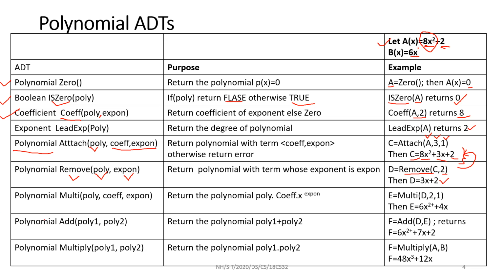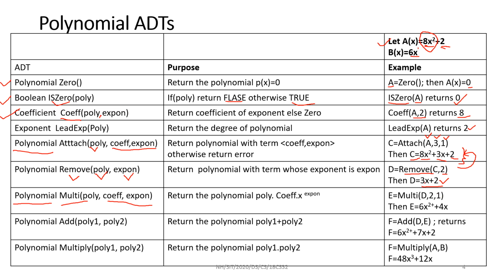Now I want to multiply something to the polynomial. What to multiply? A term. A term consists of a coefficient and an exponent. To the polynomial I have to multiply it. The end result is again a polynomial. We'll see what happens. I'm going to multiply 2x power 1 to D. This is my D. I'm going to multiply 2x power 1.